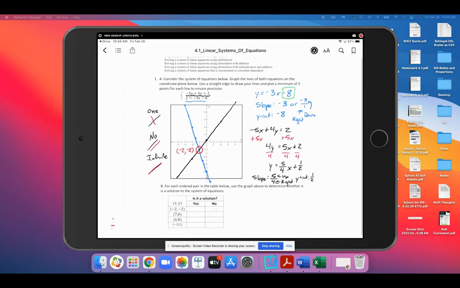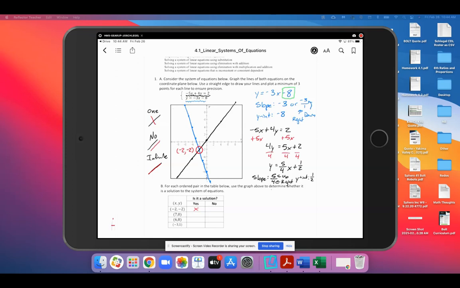All right, moving on to part B, folks. We are asked if each one of those ordered pairs is a solution to the system. Let's take a look. Straight out of the gate we have (-2, -2), and we just identified that as being, yes, a solution. It is where the two lines cross.